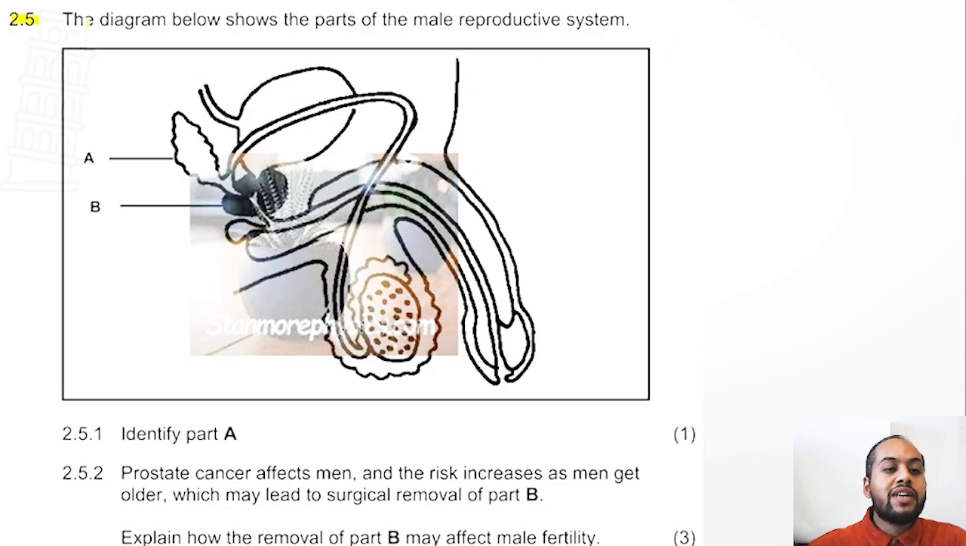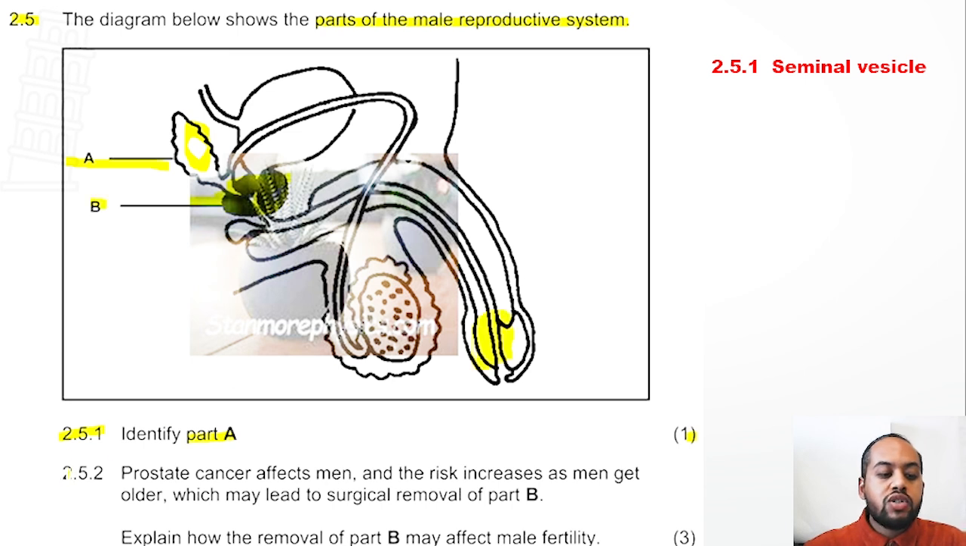Question 2.5, the diagram below shows the parts of the male reproductive system. So you have the male reproductive system in this diagram with letters A and letter B. 2.5.1 asks you to identify part A. What is part A? The structure here. What are we referring to? We are referring to the seminal vesicle. So 2.5.1, we are referring to the seminal vesicle.